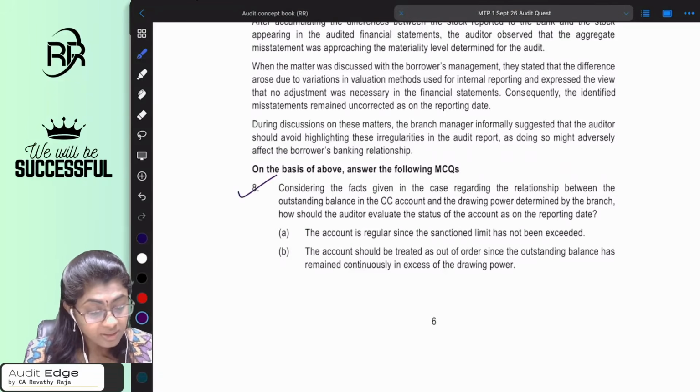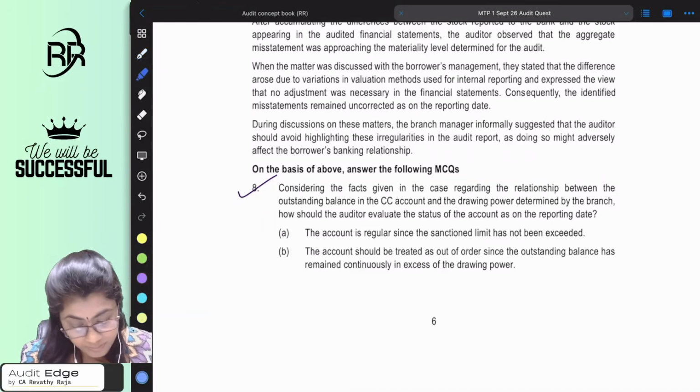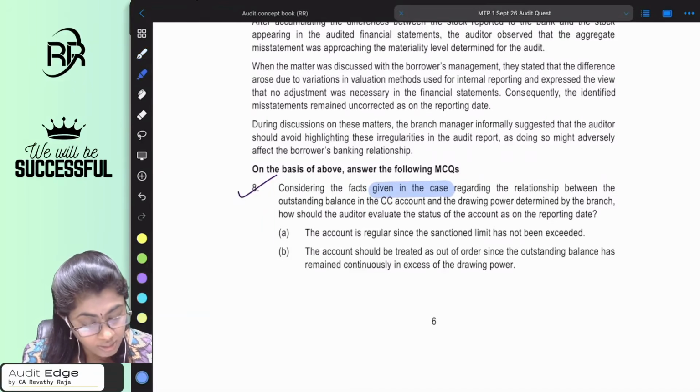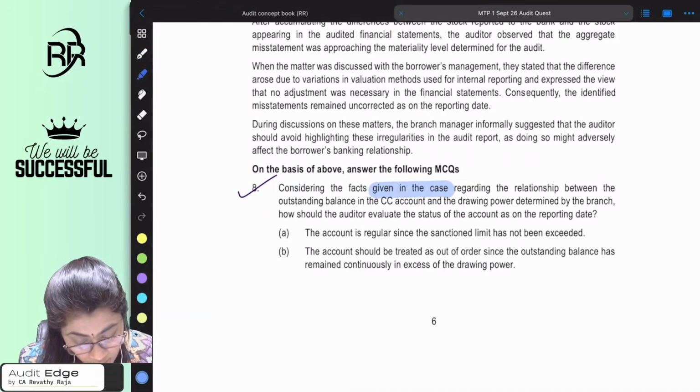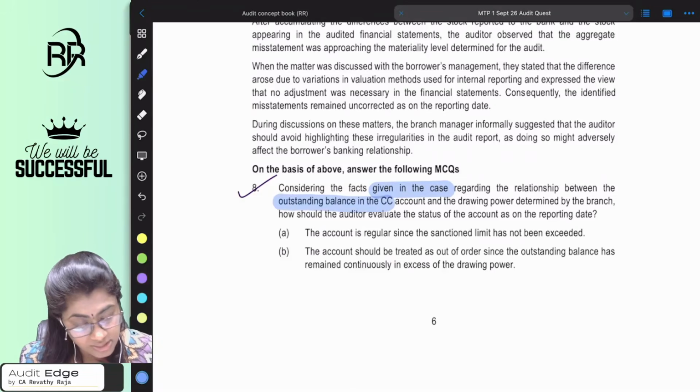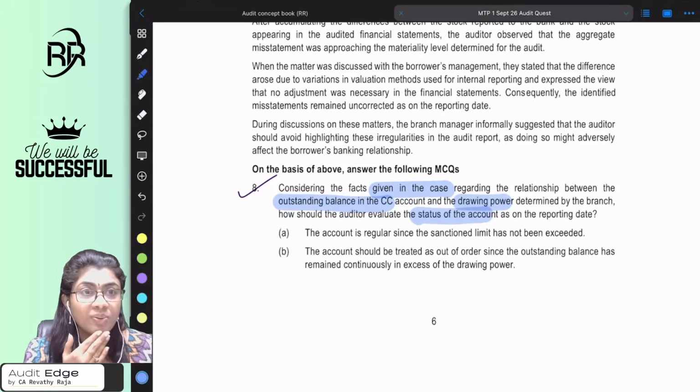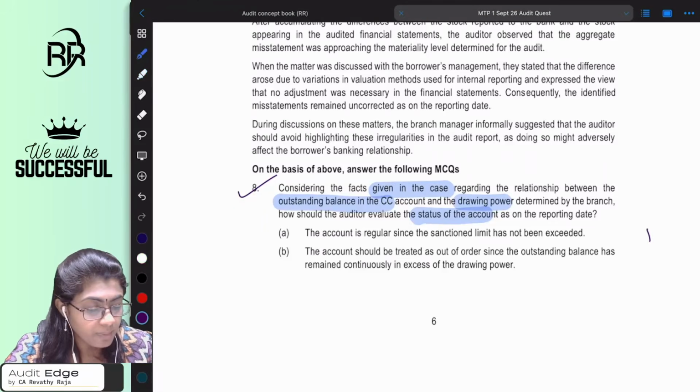Considering the facts given in the case, we have to read the case regarding the relationship between outstanding balance in CC and drawing power determined, and how the auditor should evaluate the status of the account. Now, which chapter came to your mind when you heard about this, guys? Bank audit, right? Audit of bank. Chapter 10.